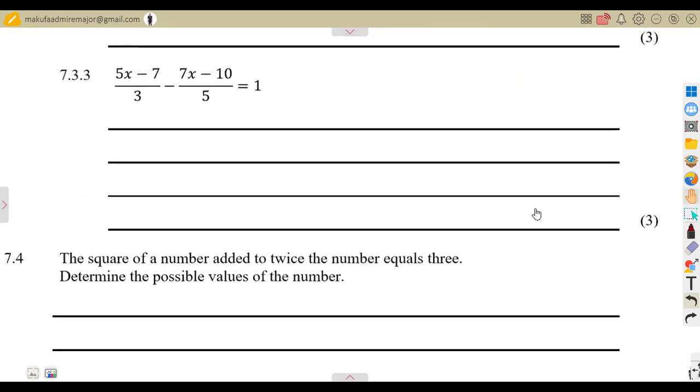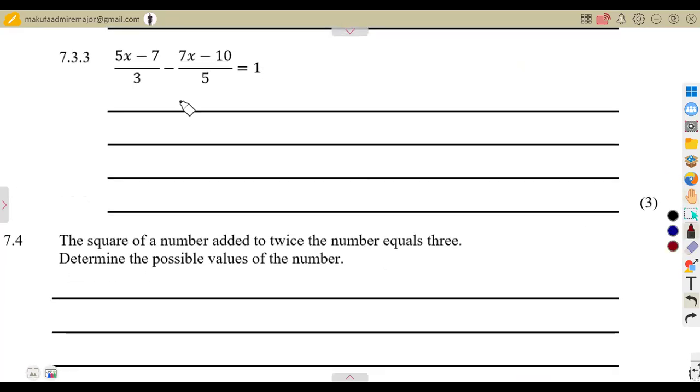Solve for x again on 7.3.3. All right. How can we solve for x? We have to clear the fractions. So given (5x minus 7) over 3 minus (7x minus 10) over 5 is equal to 1. So 1 is just a number which is the same as 1 over 1.